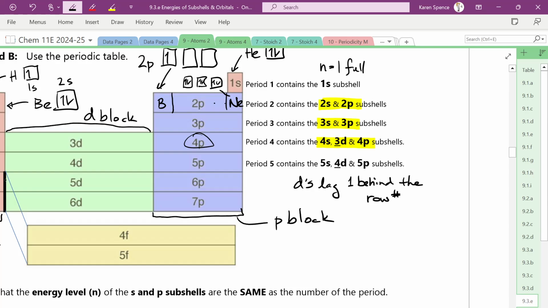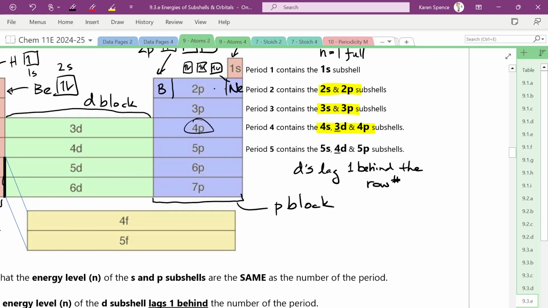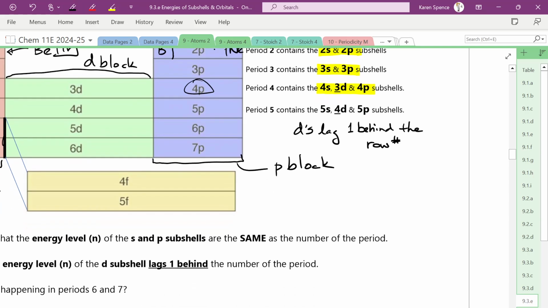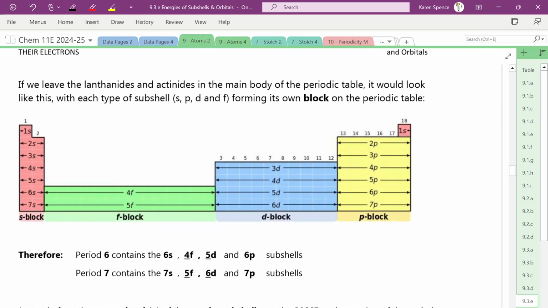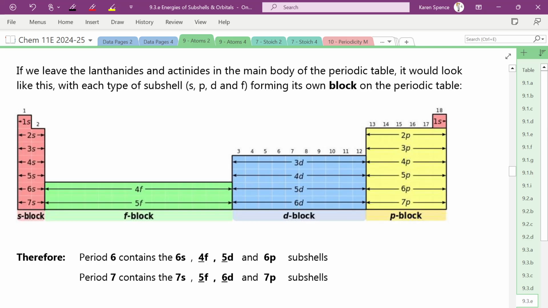Now, the Fs are kind of weird because they get chopped out. And we're just going to pop to the next page because this shows you where the F block would actually go. So the F block lags 2 behind the row number.